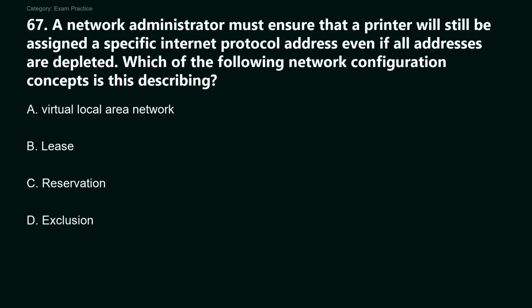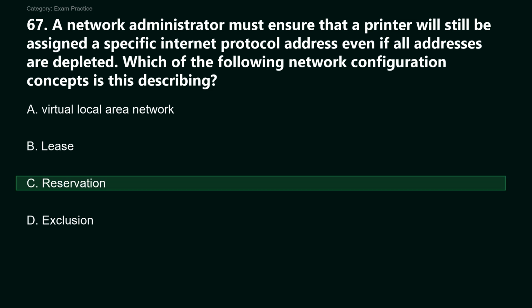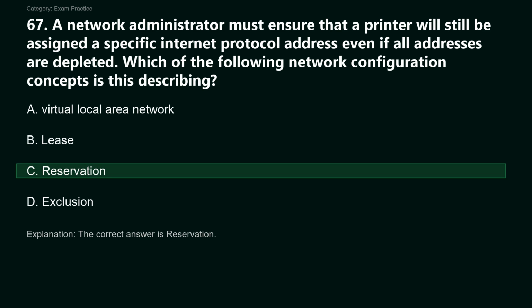Question 67. A network administrator must ensure that a printer will still be assigned a specific Internet Protocol address even if all addresses are depleted. Which of the following network configuration concepts is this describing? Option A, virtual local area network. Option B, lease. Option C, reservation. Option D, exclusion. The correct answer is option C, reservation.